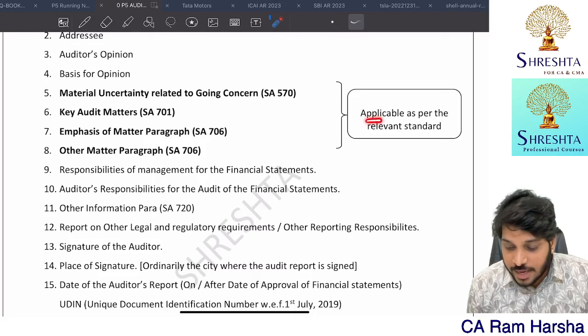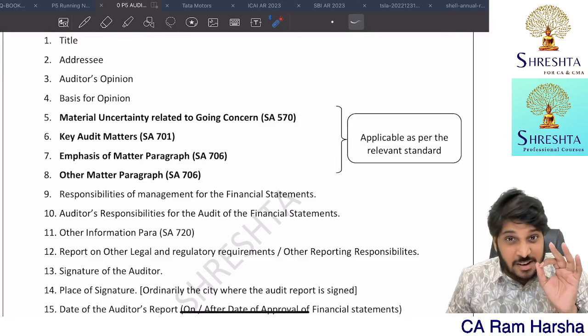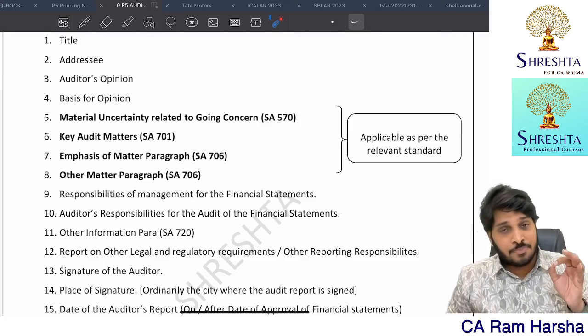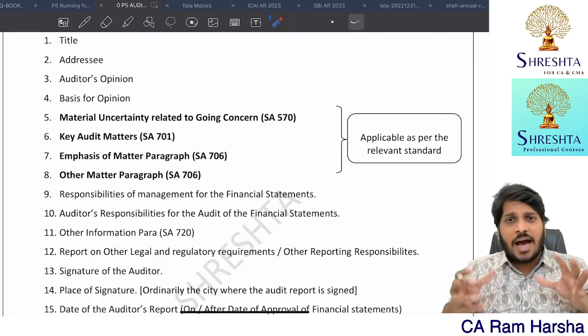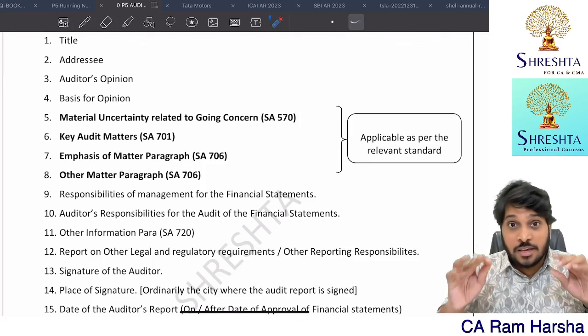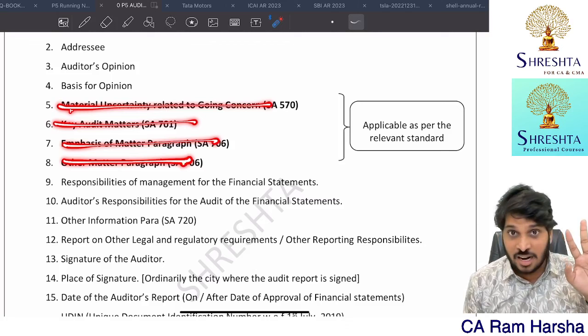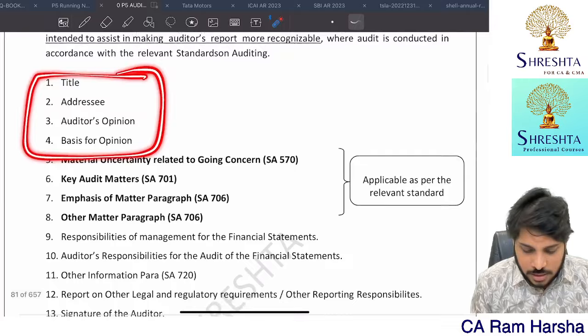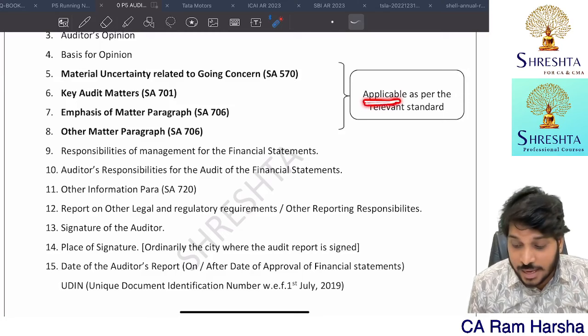If you look at it, this audit report format is actually discussed in SA 700. This main audit report format is discussed in SA 700. SA 700 has the heading, Forming of an Opinion and Reporting on the Financial Statements. As per that SA 700, this is how you should prepare the audit report format. If you look at that format, the items I have struck out right now will not be there in the original format of SA 700. As per SA 700, the format of the audit report will have all these contents, and whatever I have highlighted in between with bold letters will apply as per relevant standard.